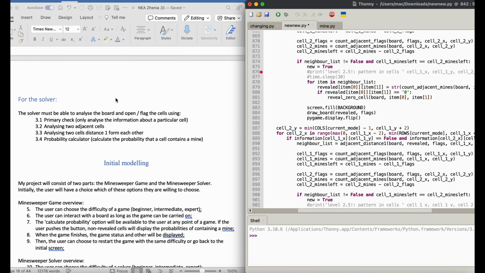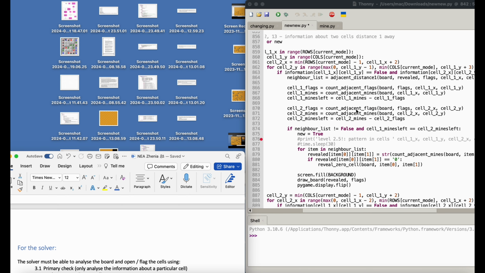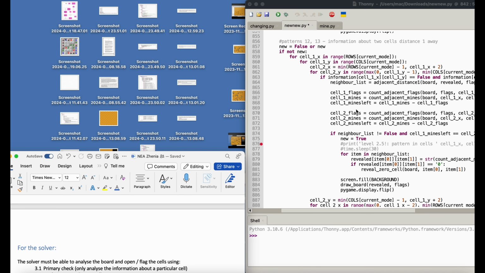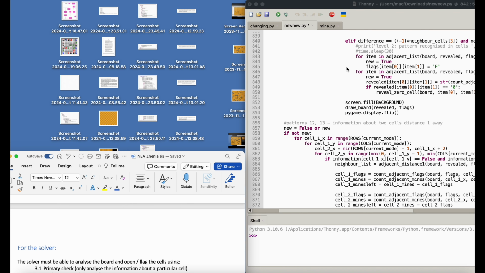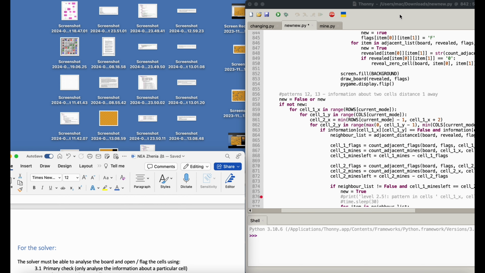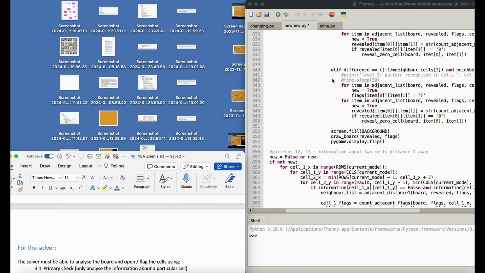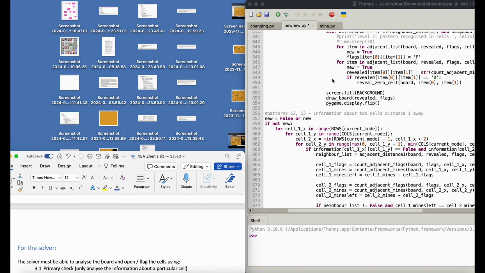Objective 3.3. Analyzing two cells distance one from each other. So this is a little bit trickier, as the next levels only go on if the two first levels didn't work. So that means that they go on in much less percentage of all distributions. But let's see if it's possible to get a distribution in which we will be able to see these combinations.